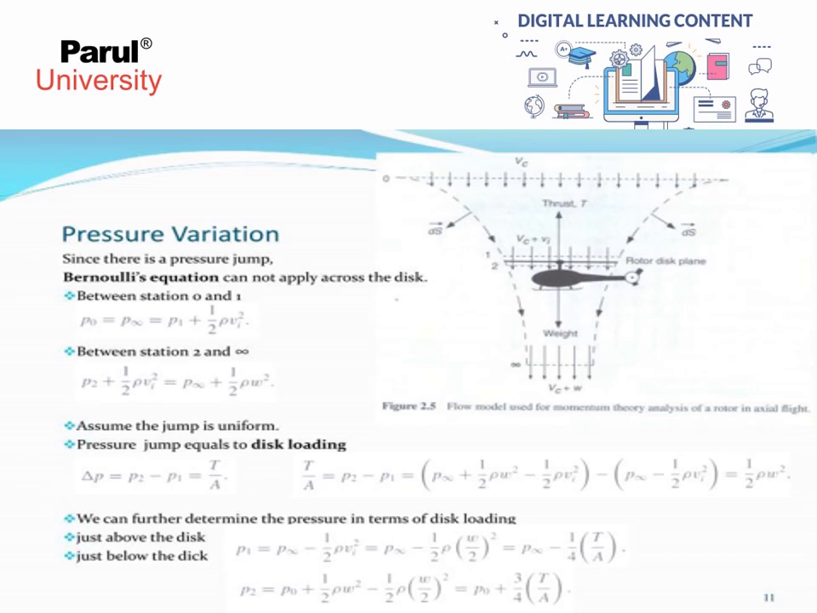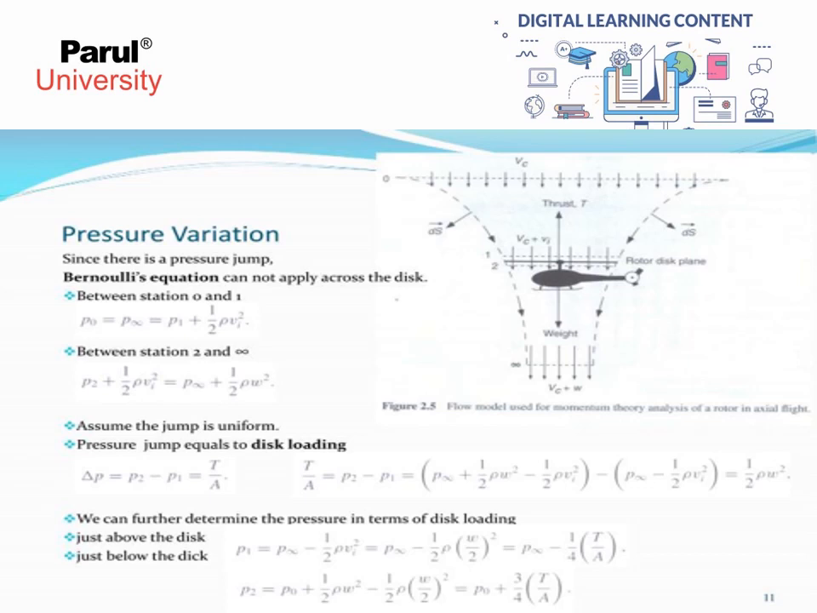We can further determine the pressure in terms of disk loading. Just above the disk, P1 is equal to P infinity minus 1 upon 2 rho Vi square is equal to P infinity minus 1 upon 2 rho omega by 2 whole square is equal to P infinity minus 1 by 4 into T by A. And just below the disk, P2 is equal to P naught plus 1 upon 2 rho omega square minus of 1 upon 2 rho omega by 2 whole square is equal to P naught plus 3 by 4 into T by A.